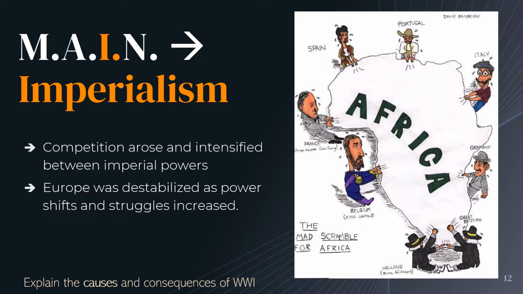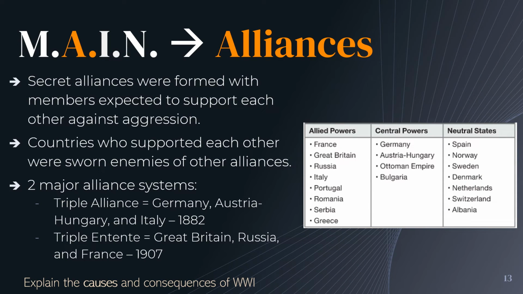We've got competition between the imperial powers. We see here this is part of the scramble for Africa, where we've got Great Britain down on the bottom right, Holland, Belgium, France, Spain, Portugal, Italy, Germany, all of these different areas grabbing pieces, trying to get their part of Africa. And Europe is becoming destabilized as this goes on.